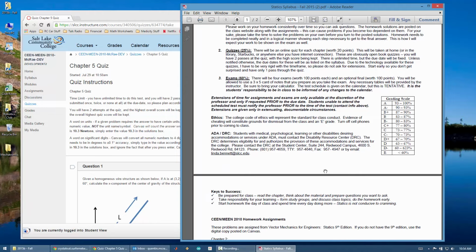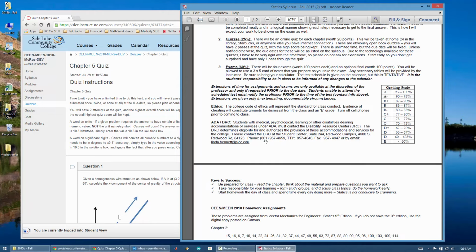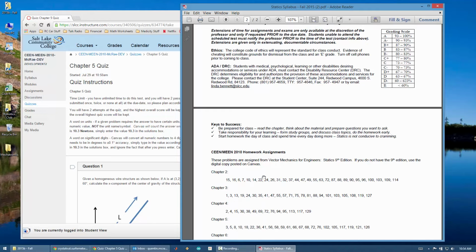Okay, on the syllabus, a few other things. If you're dealing with the Disability Resource Center, the ADA and DRC, please let me know. More importantly, you have to go through the DRC, and they have to give me the letter saying what accommodations I'm to provide for the person. So make sure you go through and do that.